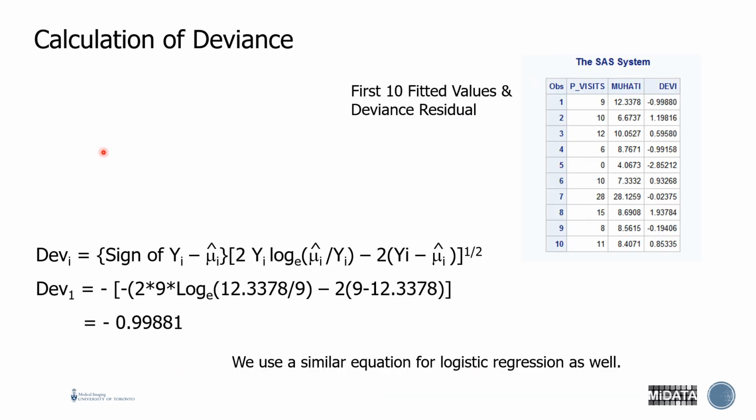Let's calculate the deviance. Now, here's just a hand calculation as an example. Not asking you to do that in any way. As you can see here, there's an example of 10 that SAS did for you. If you wish to calculate the first observation, it's right here, and it just shows you that we get the same answer. This is a similar equation to the one we use in logistic regression as well.